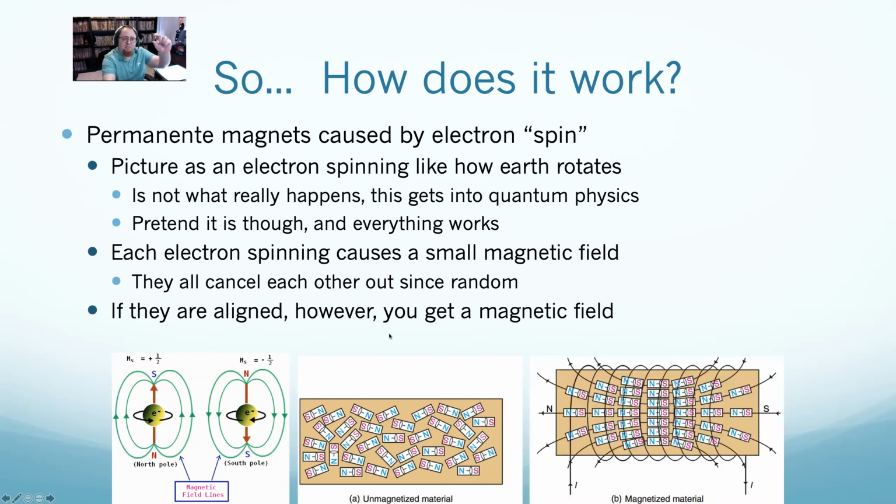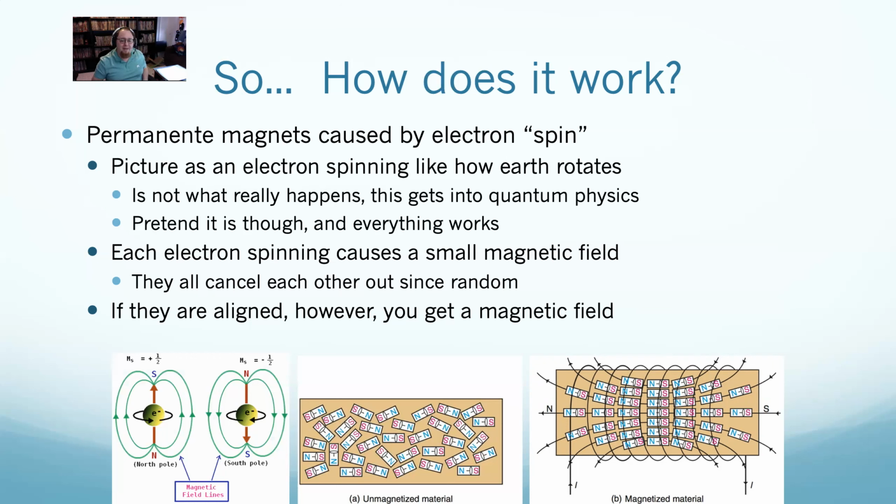The thing is, if I bring a magnet close, what's going to happen is the process of bringing a magnet close is going to cause the electron spins to shift within the metal. This is a lot like the charge polarization we talked about with charge. And when I bring another magnet close, it will align all of the magnetic dipoles.